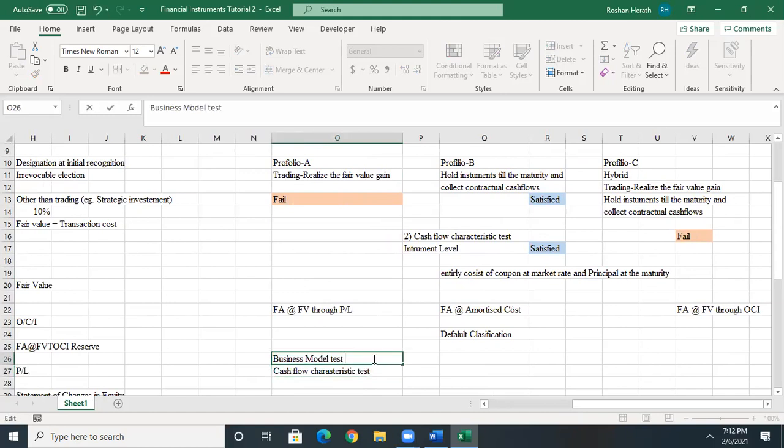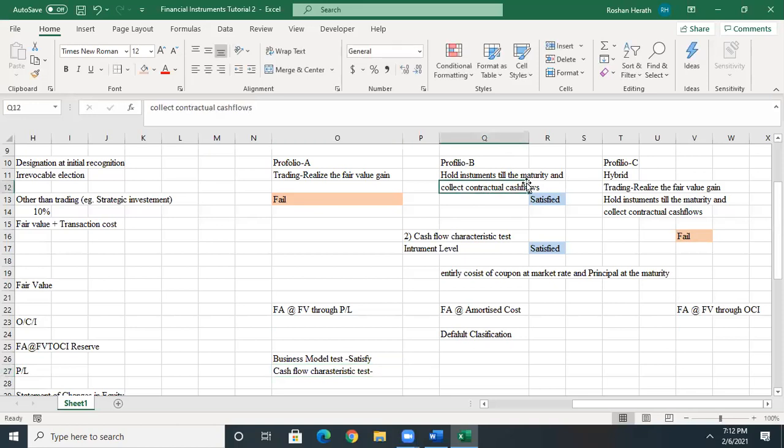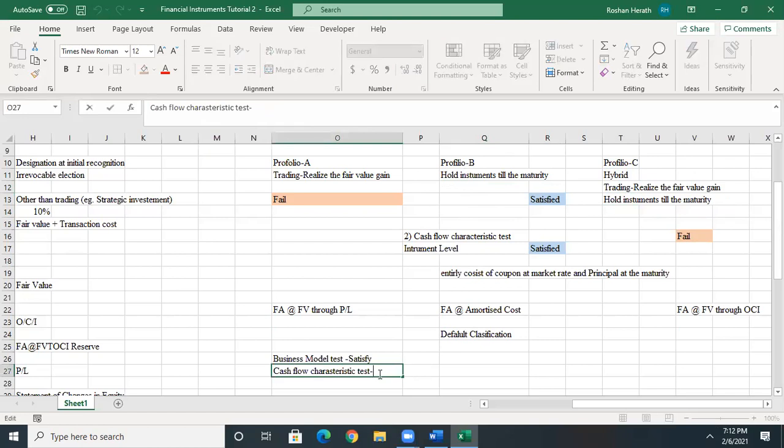Here we are going to satisfy the business model test, because our intention is to hold the instrument till maturity and collect the contractual cash flows. Or rather, holding the instrument till maturity is the only thing to consider, because collecting the contractual cash flows is taken care of by the cash flow characteristic test. So if that is there, yes. Then when you come to the cash flow characteristics, you're going to fail it.